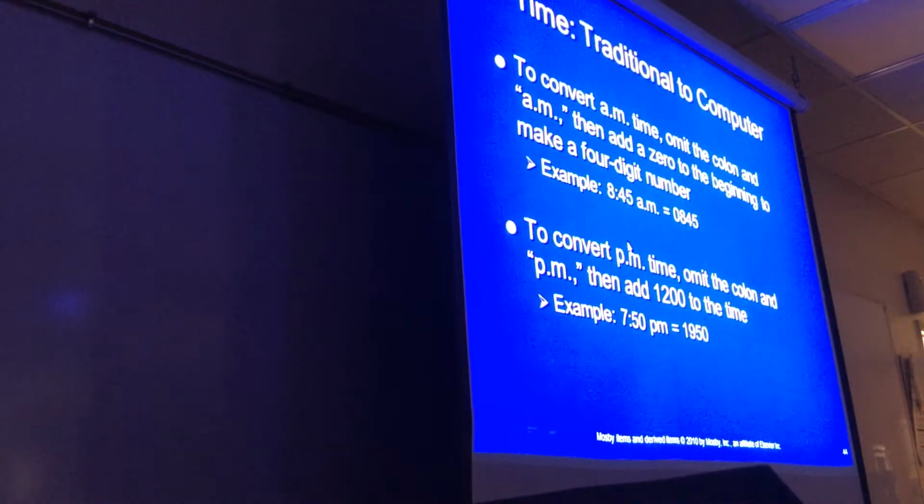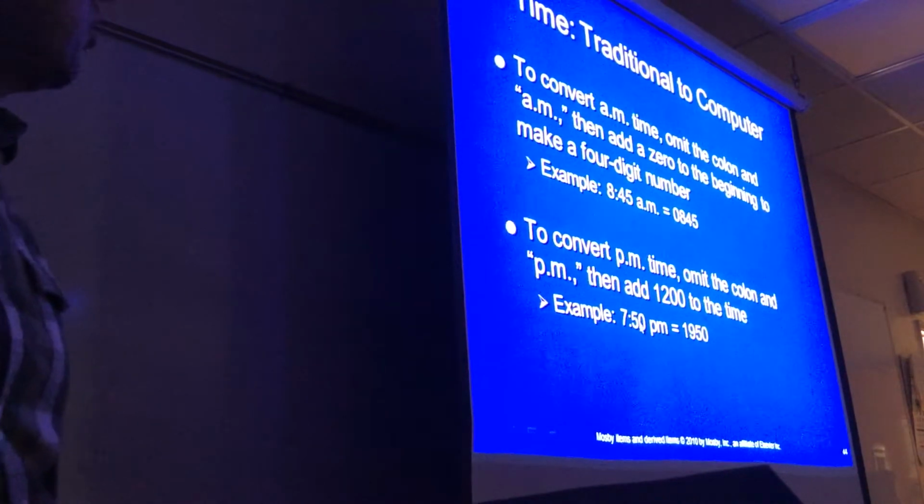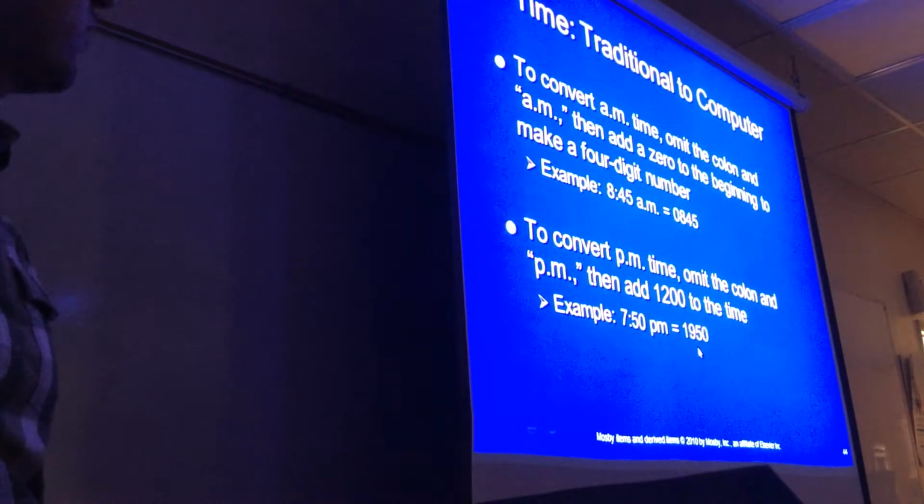So if I'm going to convert an AM time, all I have to do is get rid of my colon here and put a 0 in front, and look at that, 0845. To convert to PM time, take out the colon and add 1200 to it, like I just said. So 7 plus 12 is 19, so 1950, okay?